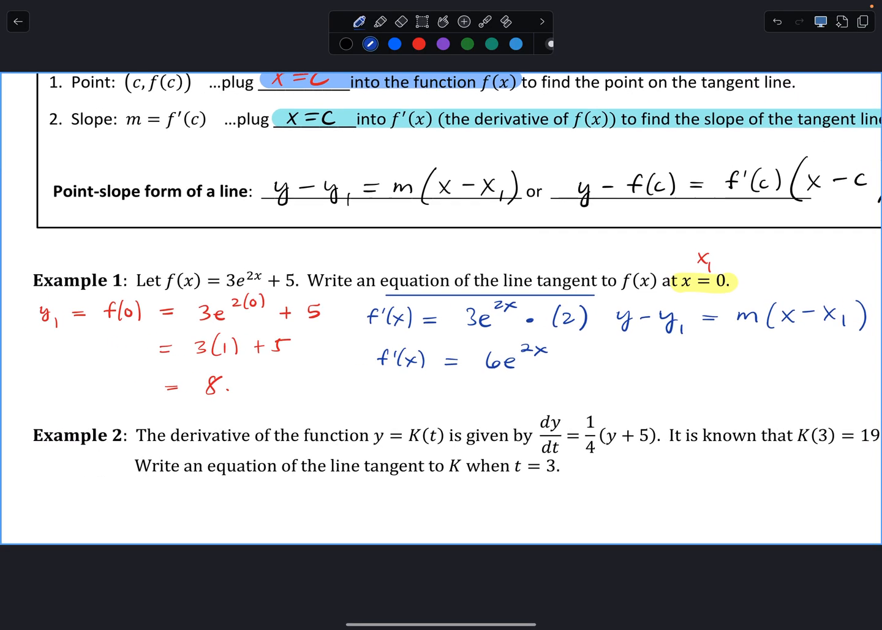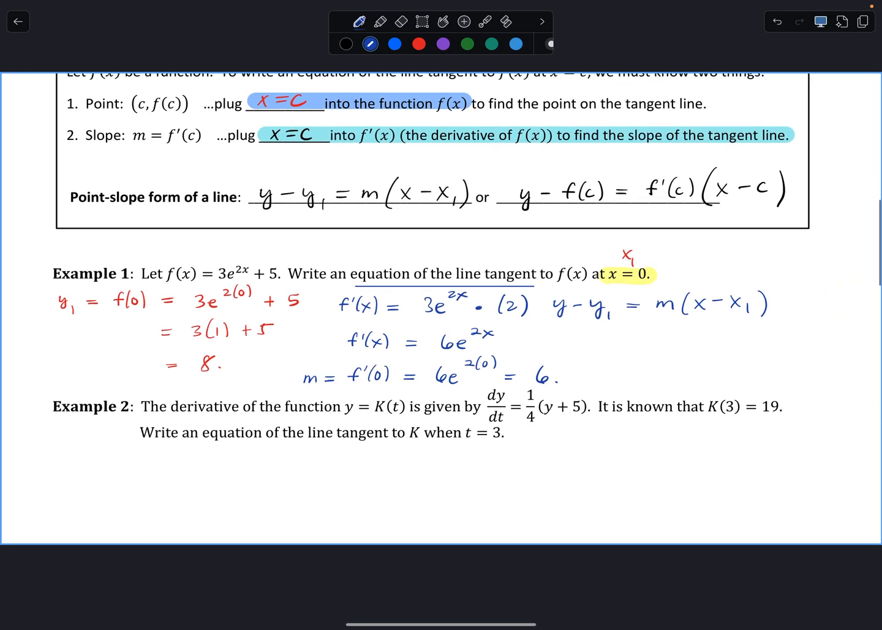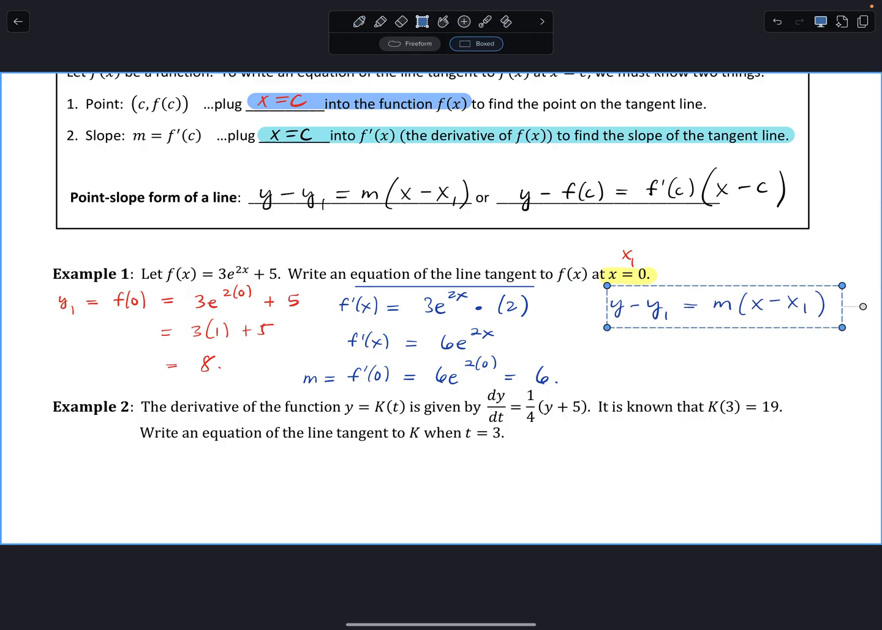So to find the slope, I need to plug in my x value. So now I'm going to plug in 0 into my derivative. So m is equal to f prime of 0, which is going to be 6e to the 2 times 0. Again, this is just 0, right? e to 0 is 1. 1 times 6 is 6. Okay. Are we good?